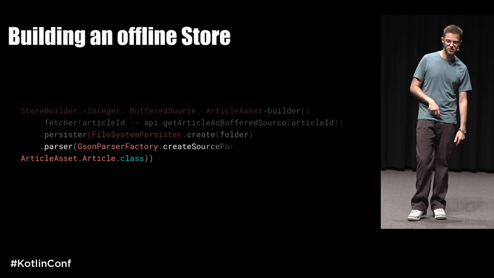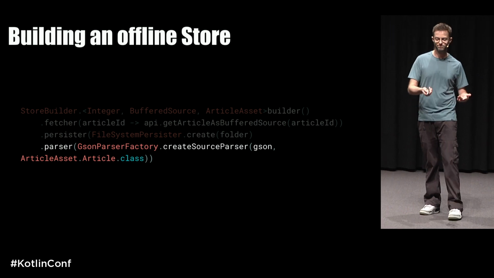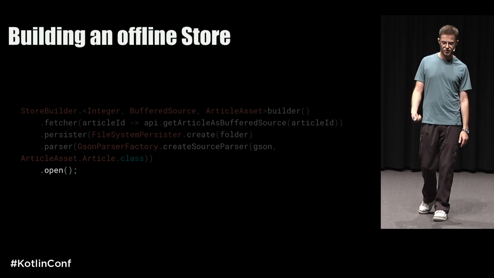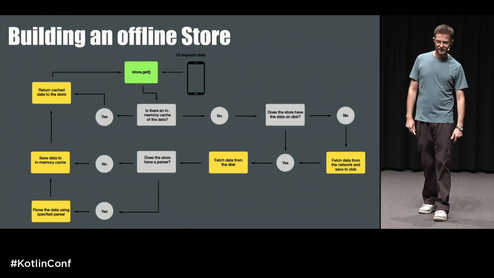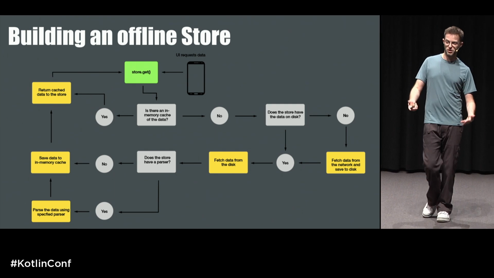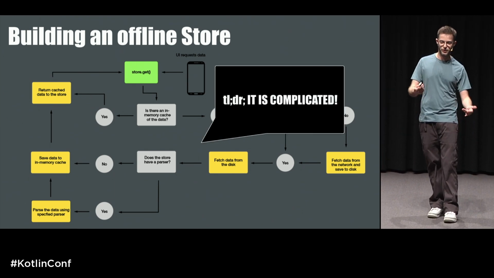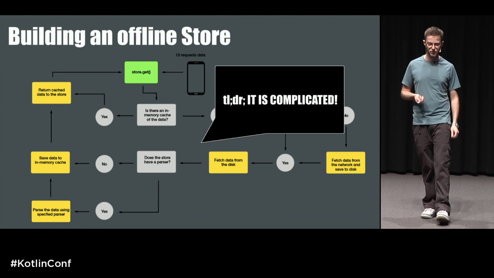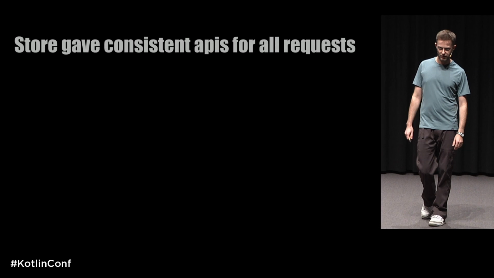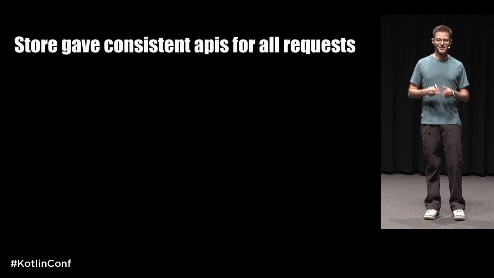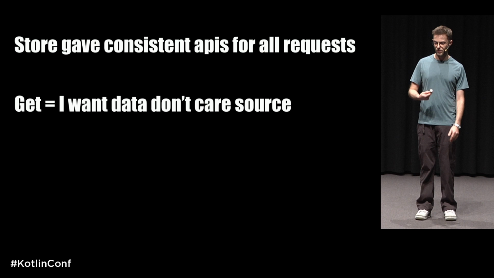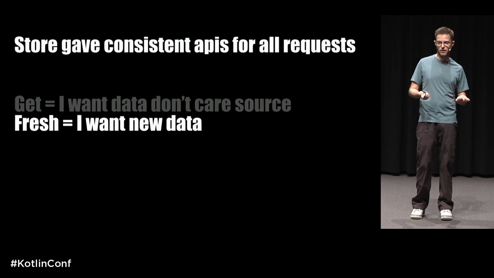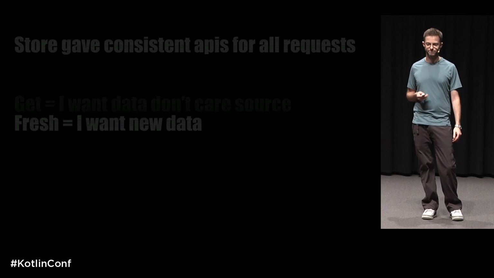Here, we just pass in a persistor, which knows how to read and write to files is what we were doing, and a naive parser implementation. Once we open the store, our flow starts looking like this. And TLDR, it's just super complicated, and it's, again, not something that I want to do every time I want to build a screen. What Store gave us is consistent APIs for all of our requests. We had get, if I just wanted the data and didn't care if it came from cache, and fresh for something like a pull to refresh, where you actually want to get network data.